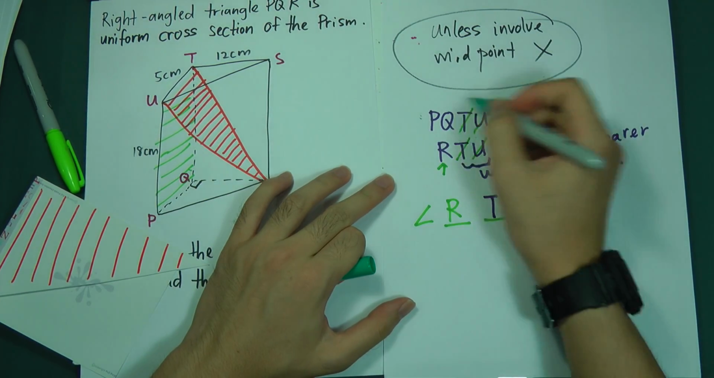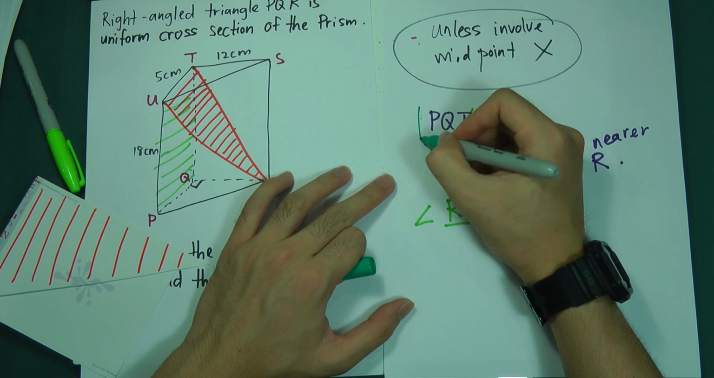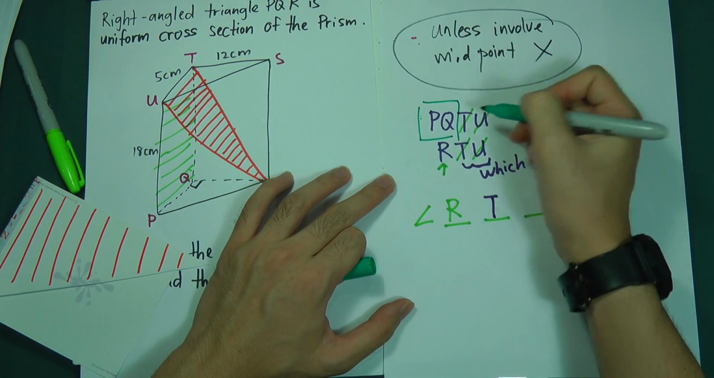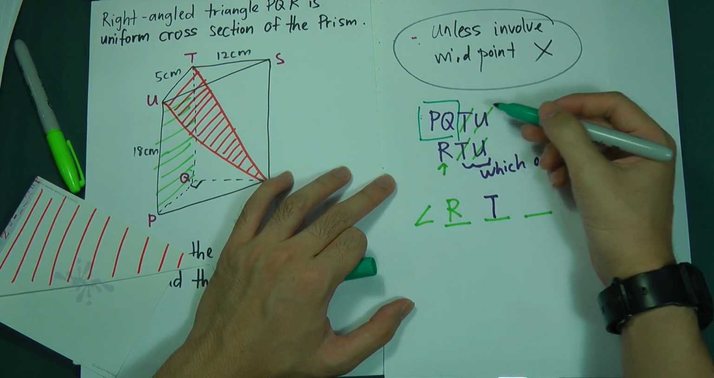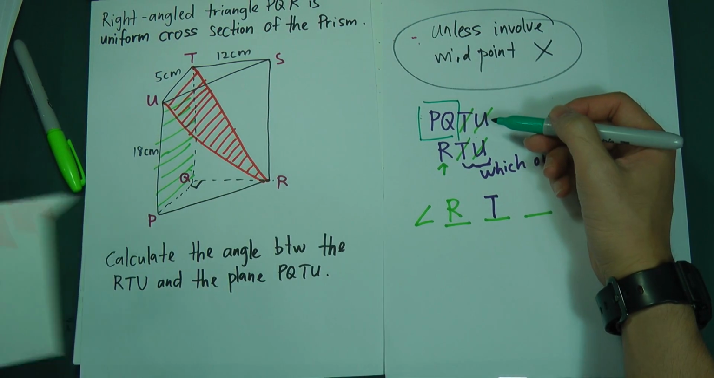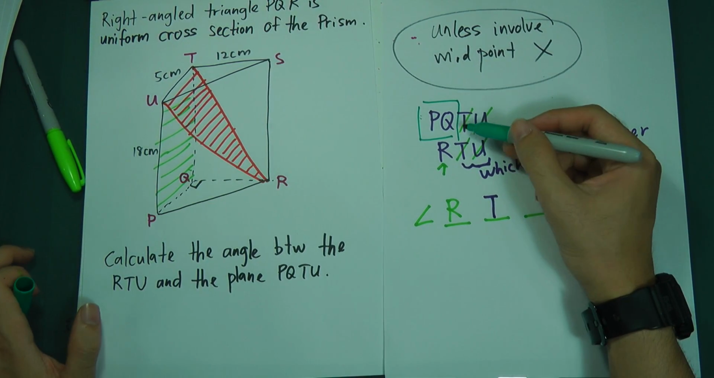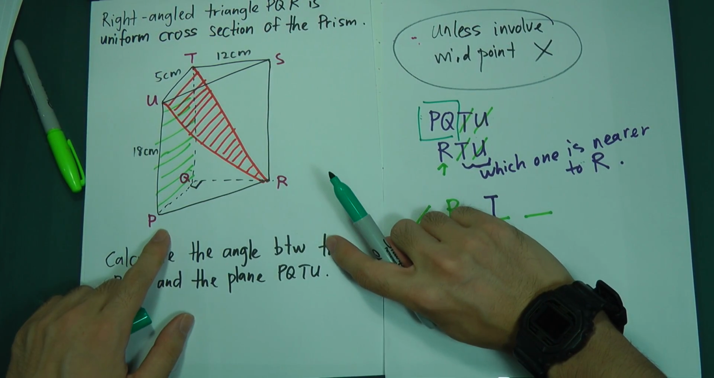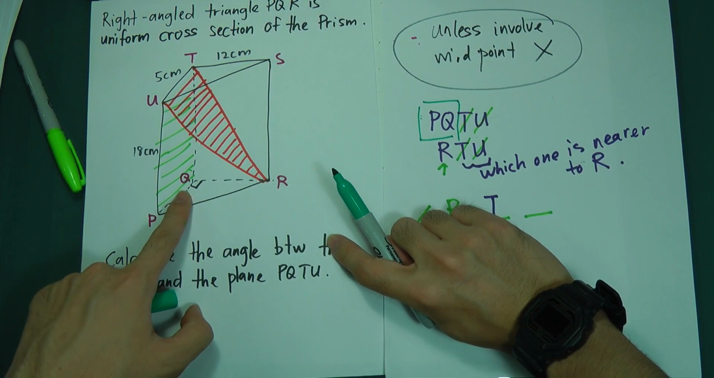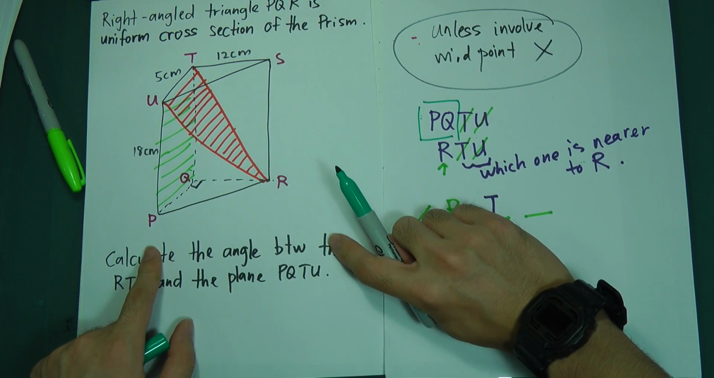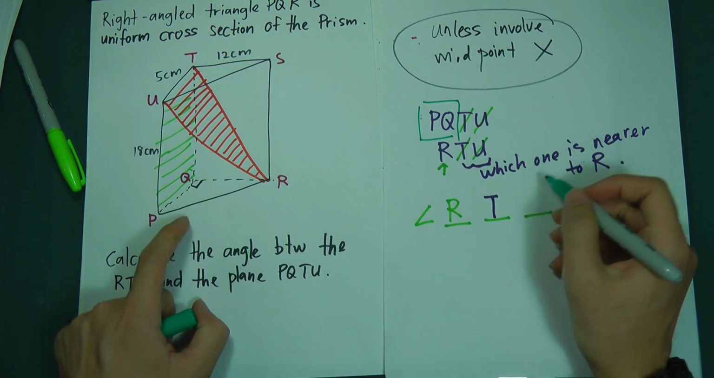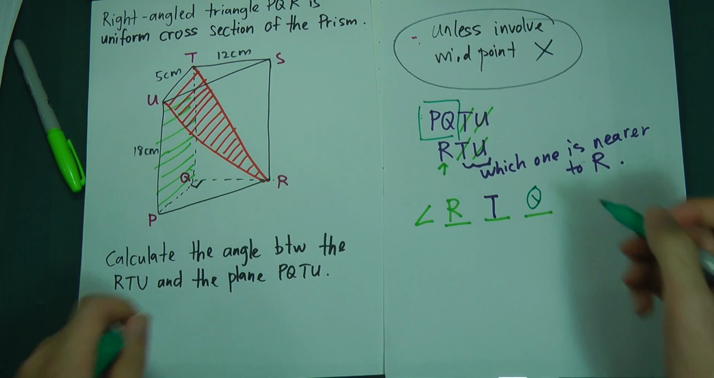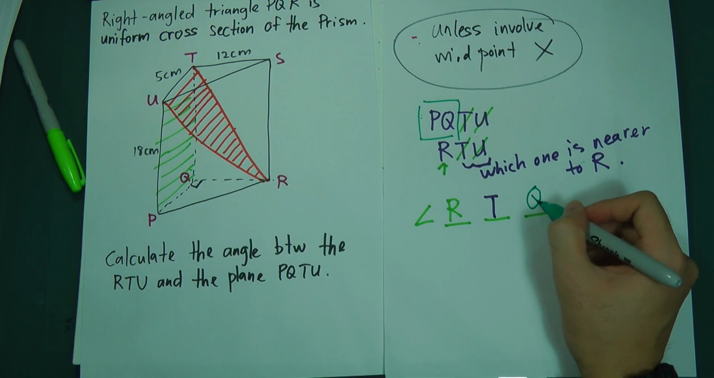And then last step, from these 4 letters, you already cancelled 2. You still have 2 letters you haven't cancelled, which are P and Q. P and Q, which one is nearer to R? So you have to look here, P and Q. Which one is nearer to R? It will be Q. So the last space you fill up with Q. This is the angle in between.